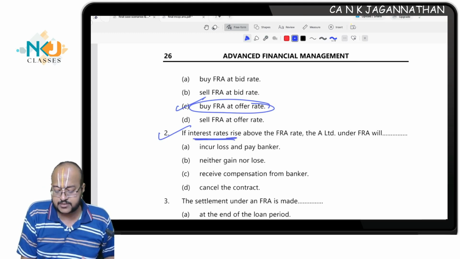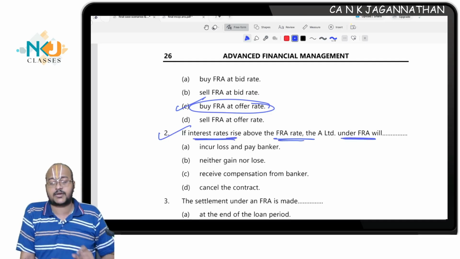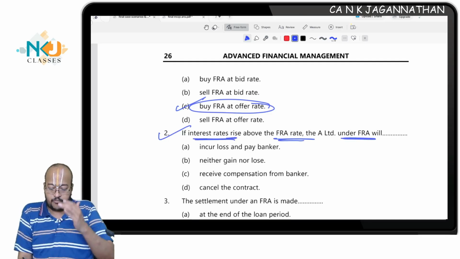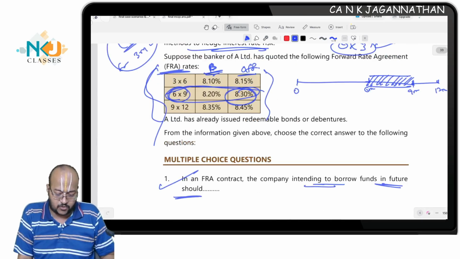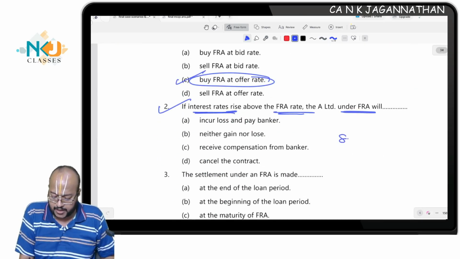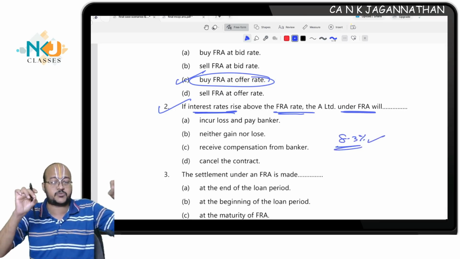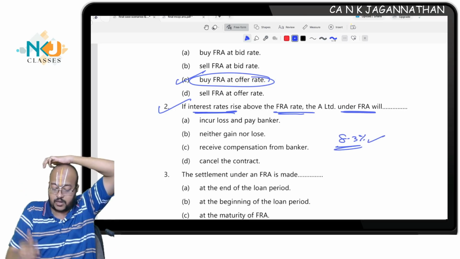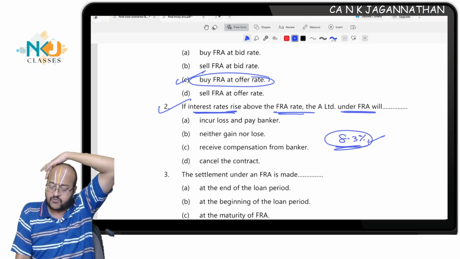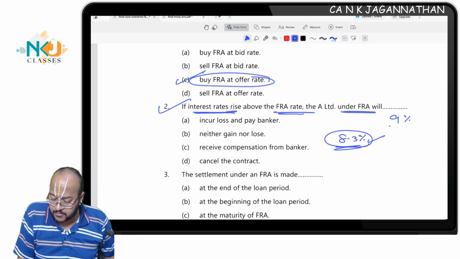Second one, if interest rate rises above the FRA rate, then A Limited under FRA. See, you have bought FRA. You have bought FRA at what rate? 6 into 9 FRA, you have bought at 8.3%. Assume you have bought at 8.3%. This is the agreed upon interest rate, which means you will pay that interest rate irrespective of whatever may be the spot interest rate. You have agreed to pay 8.3, now assume tomorrow the market became 9%.